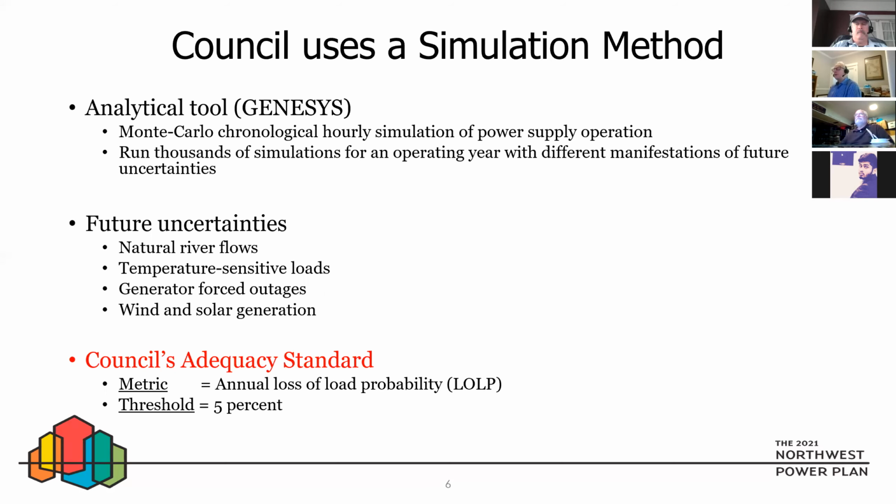And for solar, we use NREL data for Southern Idaho solar, and that's primarily because that's where most of the solar is that we have to date. So the council's adequacy standard, the metric that the council chose to use, is a kind of an unusual one, but it's very simple. It's an annual loss of load probability, which I'll define in just a minute. And they set the threshold at 5%. So let me move on and give you a little more detail about this, but did I hear a question?